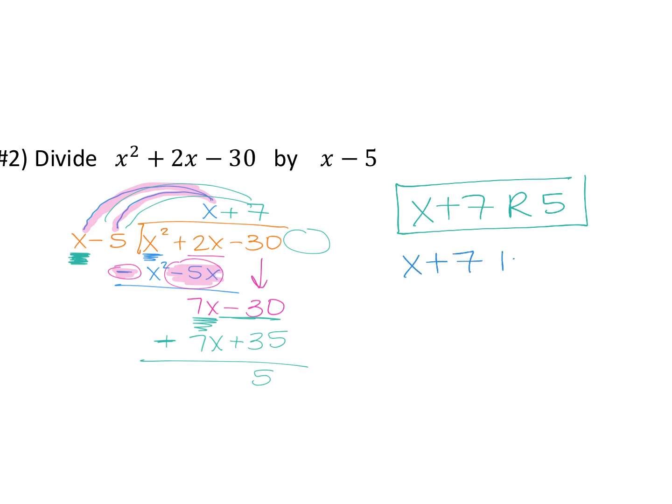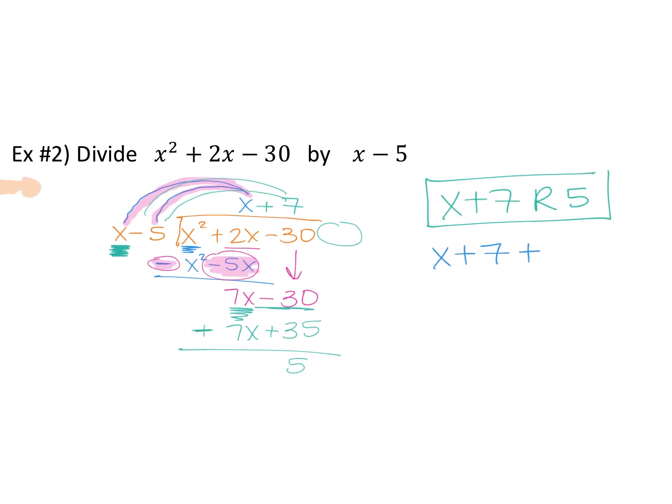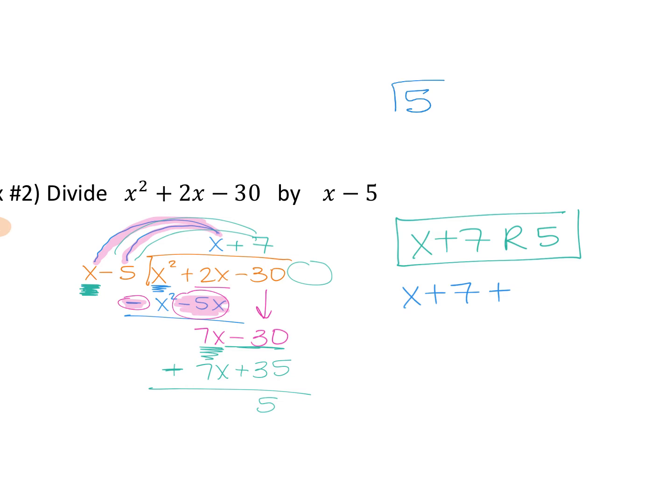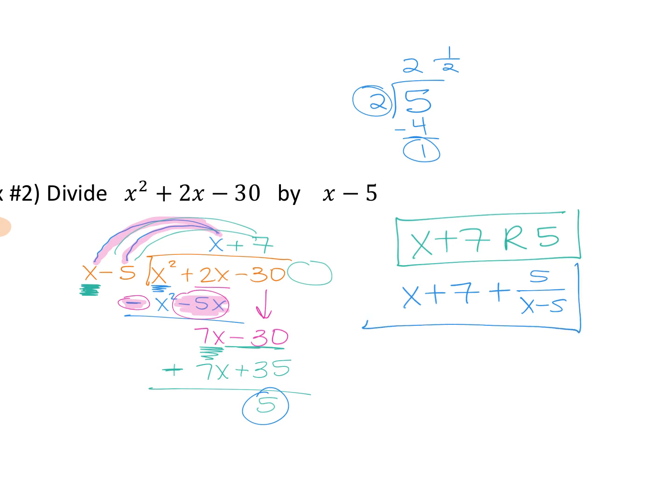X plus 7 plus, now here's what I want you to think about. If I took 5 and I divided it by 2, it goes in 2 times, and you're left with 1, so that's 2 and 1/2, right? This over this. So if you want to write it the next year way, you would write this as x plus 7 plus remainder over divisor. Did you ever learn that? Rod it. You rod it. Remainder over divisor. If I did, I forgot. I always remembered it because my dad's name is Rod. So you rod it. You dad it. So x plus 7 plus 5 over x minus 5.